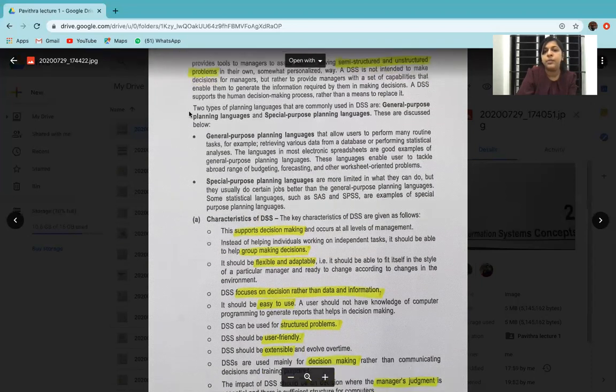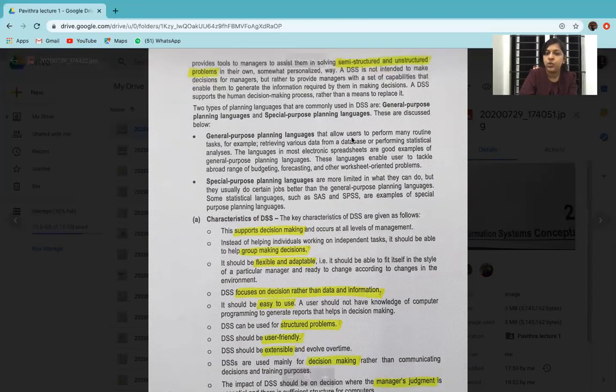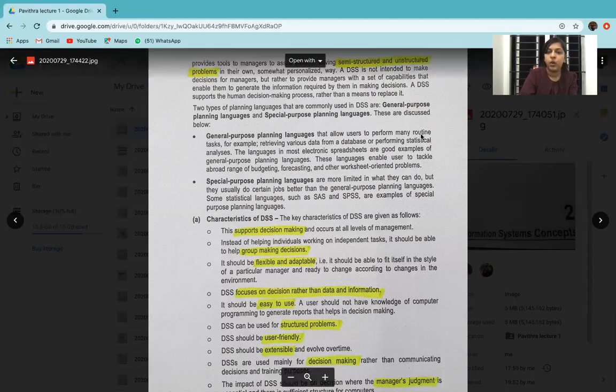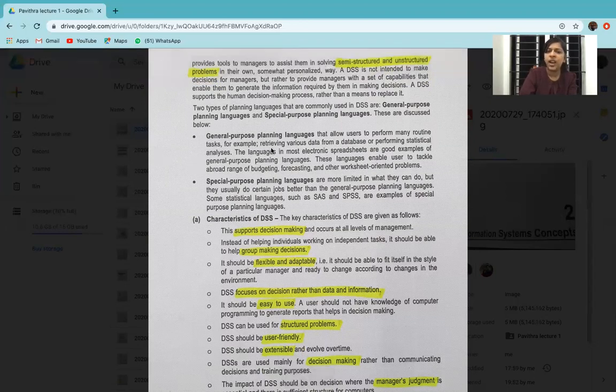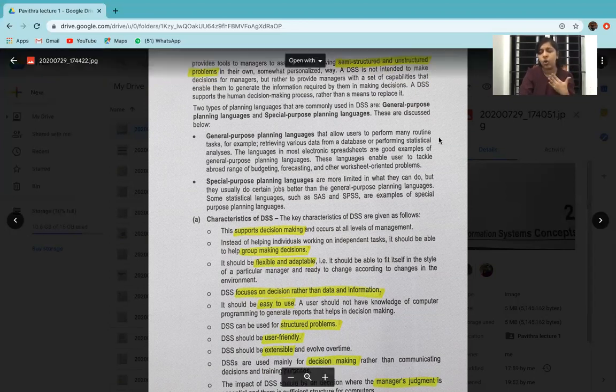So what are the two types of planning languages used in DSS? One is a general purpose planning language and the second is a special purpose planning language. What is a general purpose planning language? It allows a user to perform many routine tasks. For example, retrieving information and providing statistical analysis. All these are general or routine tasks.